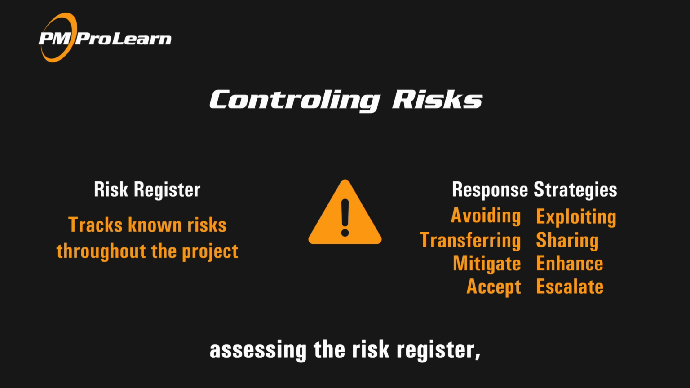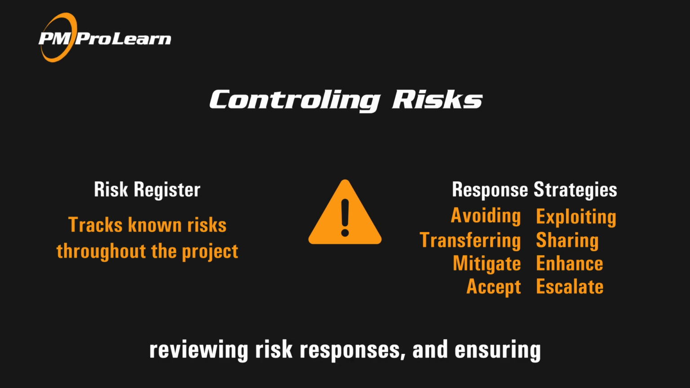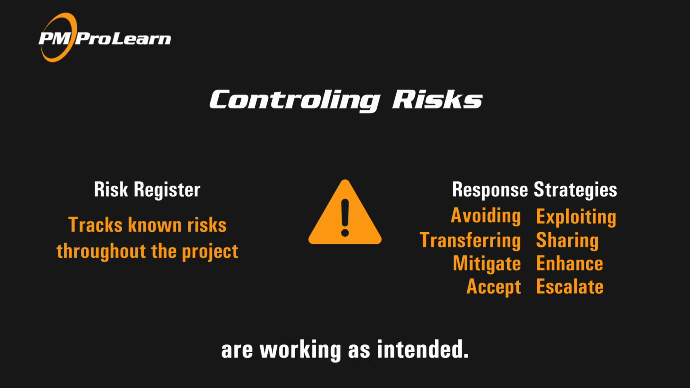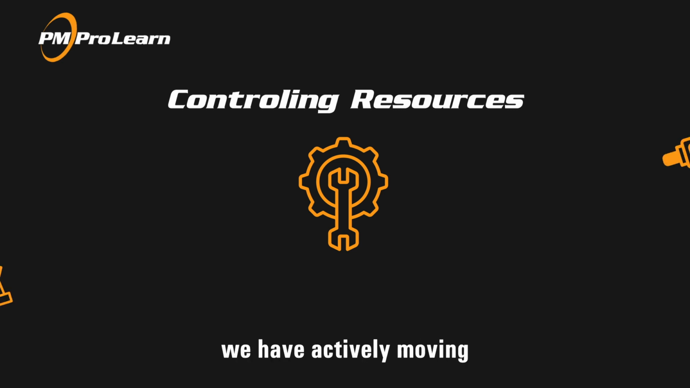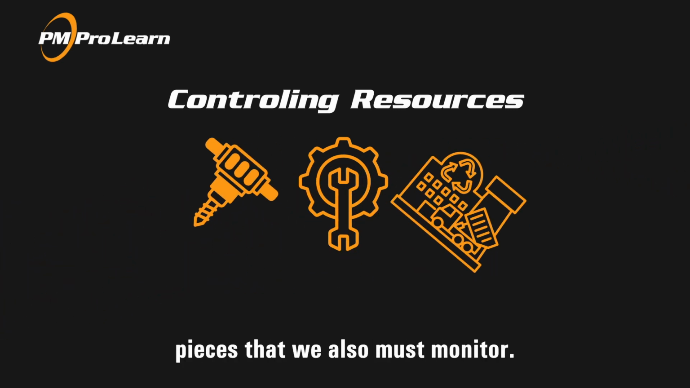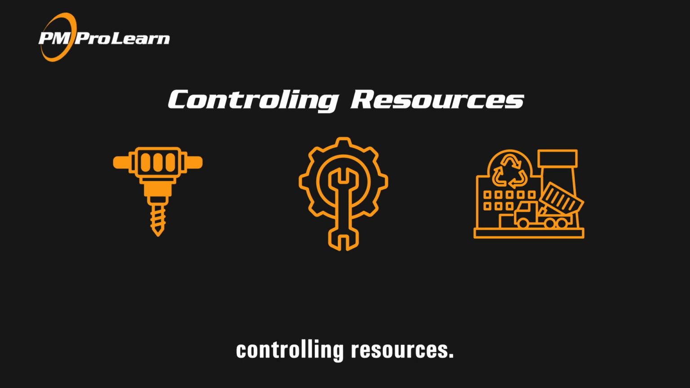This means regularly assessing the risk register, reviewing risk responses, and ensuring that our mitigation plans are working as intended. As we are keeping track of future events that may or may not happen, we have actively moving pieces that we also must monitor. As a result, we will be controlling resources.